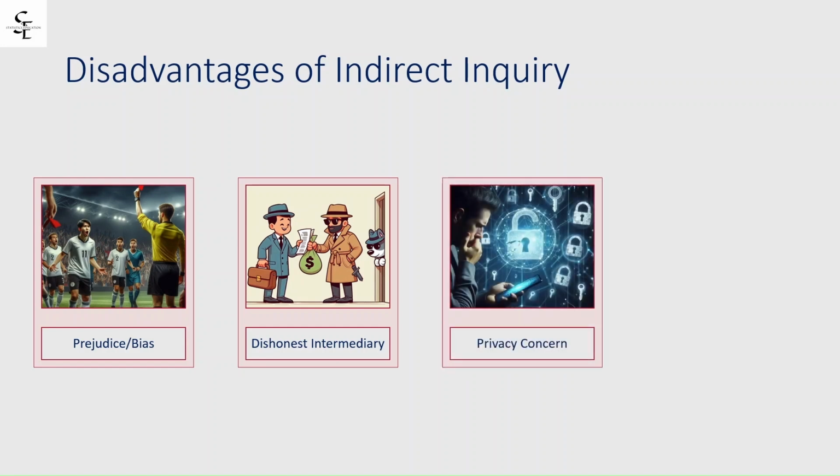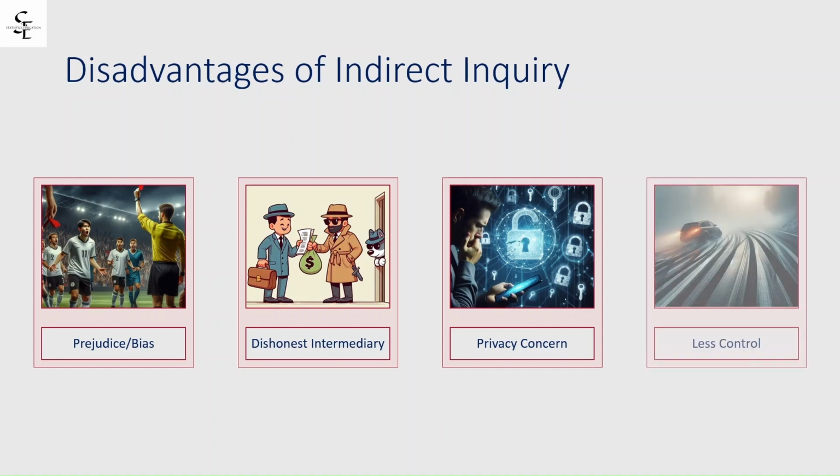When the data is collected by a third party, there is a concern that the data may not be secure and could get compromised as it is accessible to the intermediary. The next point is less control. As the data is obtained by a third party, the investigator loses control over how, where, and from whom the inquiry should be conducted.